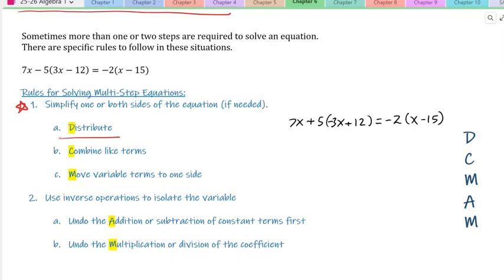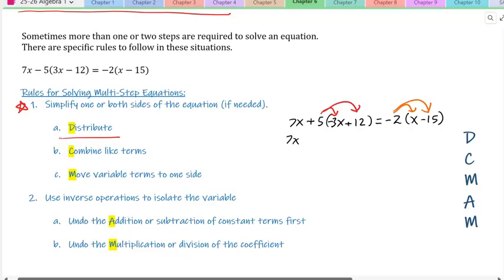By distribute, of course, that means if you see a number outside of a parentheses with a quantity inside, you're going to want to distribute. So I'm going to distribute 5 into negative 3x plus 12. I'm going to multiply 5 times negative 3x and 5 times 12. Also, I am going to multiply negative 2 times x, and negative 2 times negative 15. Anything that isn't being distributed is just going to come down, like this 7x.